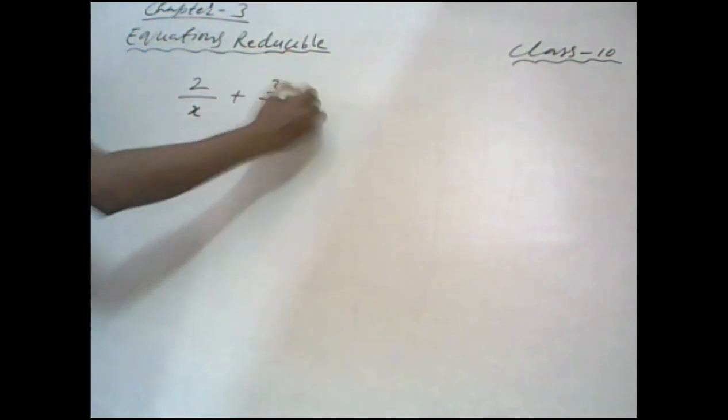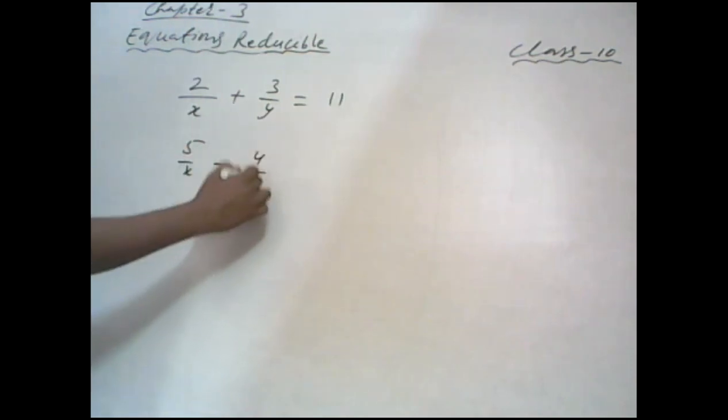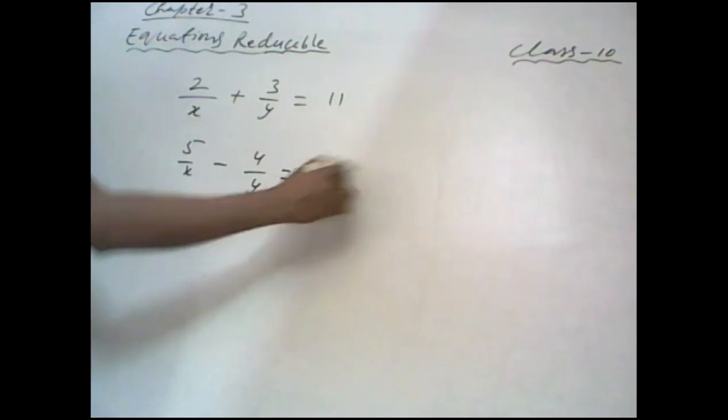Good morning, students. Now, in the last section of this chapter, we shall discuss the solution of such pair of equations which are not linear but can be reduced to linear form by making some suitable substitutions. Now, let's take an example like 2 upon x plus 3 upon y is equal to 11. Okay, and the second one is given here, 5 upon x minus 4 upon y is equal to 15.